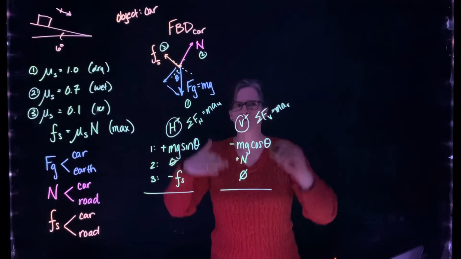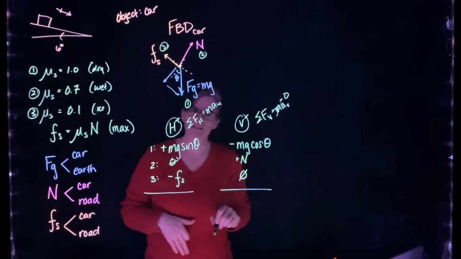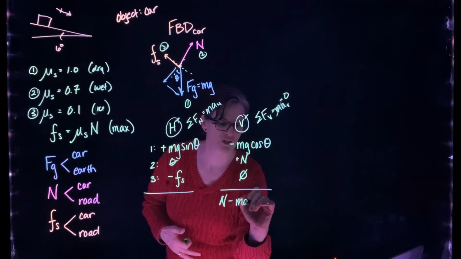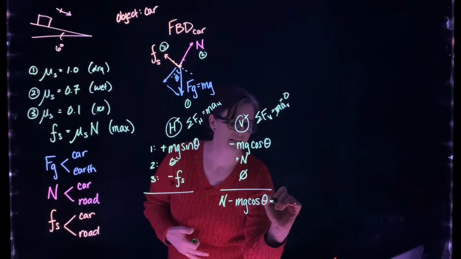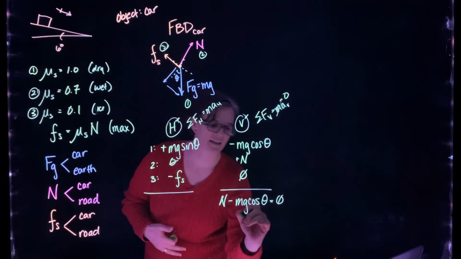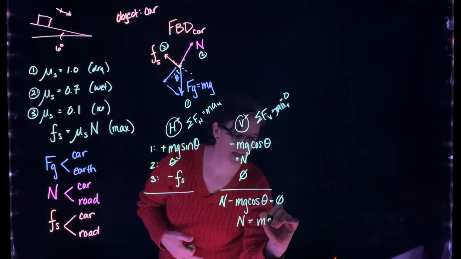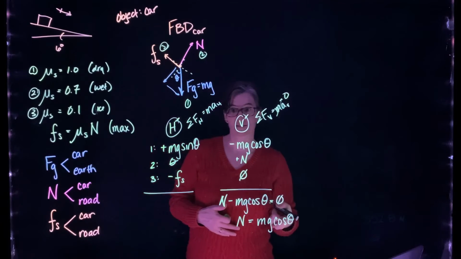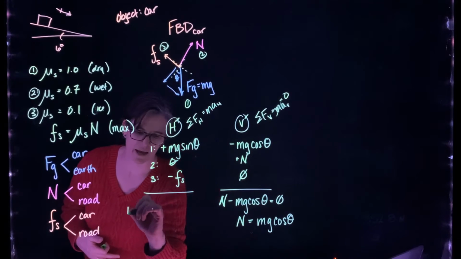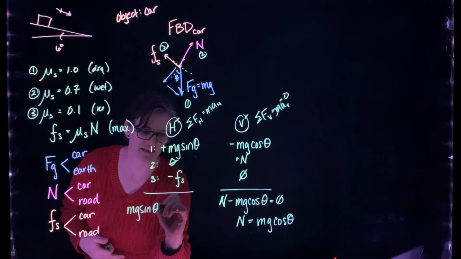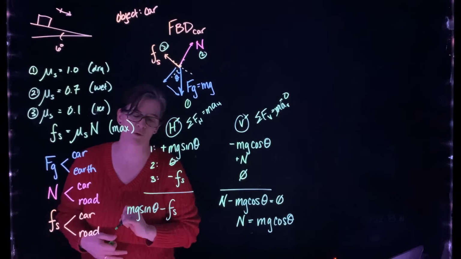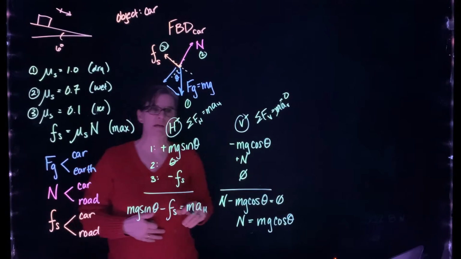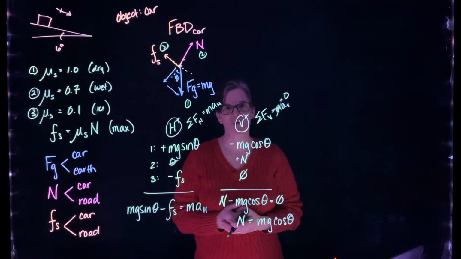Well, there's no change in motion perpendicular to the ramp, so the sum of these forces in the vertical direction are 0. We know that n minus mg cosine of theta is equal to 0. That tells us that n is equal to mg times the cosine of theta. What about horizontally? Well, horizontally, mg times the sine of theta minus the frictional force is equal to the mass times the horizontal acceleration. And that's what I want to know. What is the horizontal acceleration?